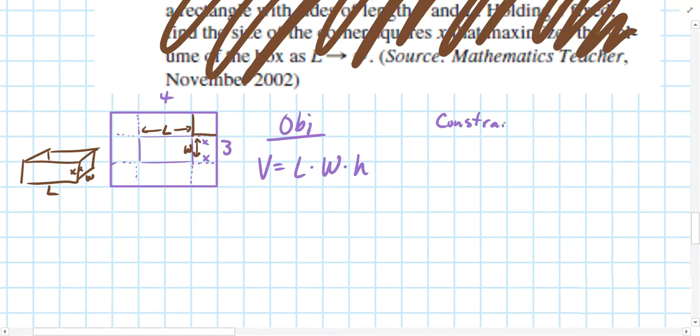And so our constraints here, remember, we're identifying our constraints in order to rewrite the objective function, and ideally our objective function will be written with a single variable. So let's see if we can do that. Can we rewrite L in terms of x?